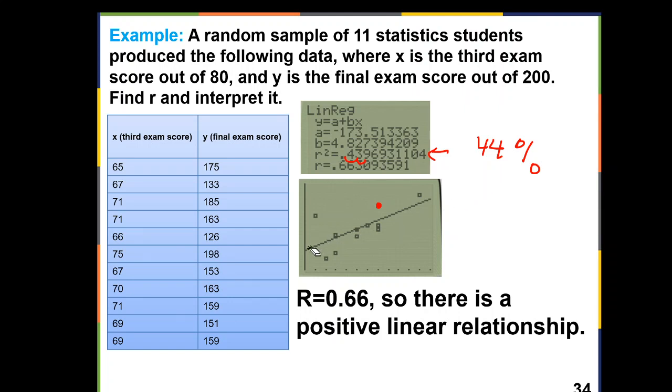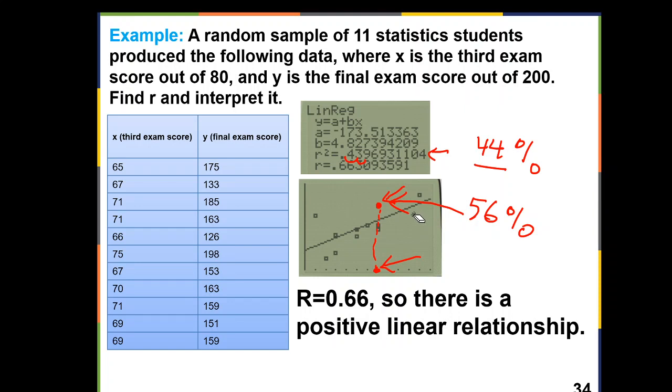Has to do with the fact that they made this grade on the third exam. So the fact they made this grade on the third exam, 44% of the reason they made that grade on the final exam is because they made this grade on the third exam. But not all of it, only 44% of it. So 56% of the reason that this student made that grade, I have no idea.